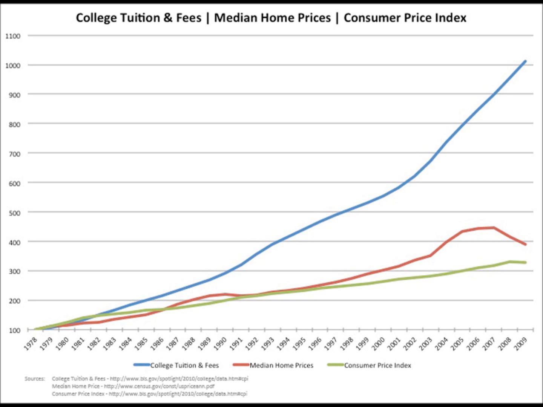This graph shows how college tuition and fees, the median for home prices, and consumer price indexes have increased over time. According to this graph, from 1978 to 1984, college tuition was under $200. Tuition really started to increase during the 90s, and it began to skyrocket around 2001, finally surpassing the $1,000 mark by 2009. And the cost for attending college has only grown since then.